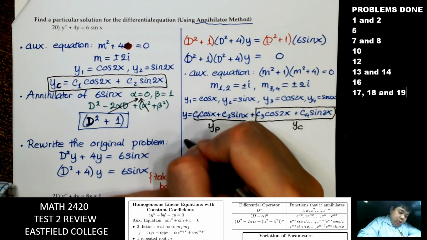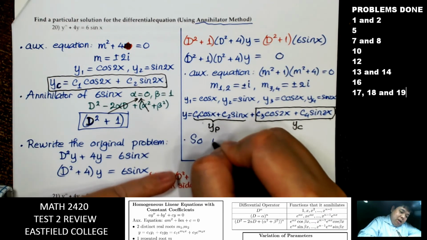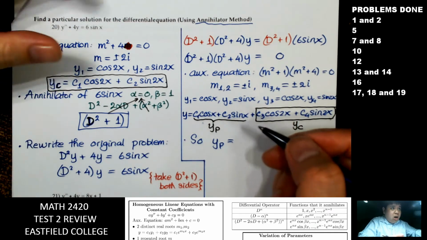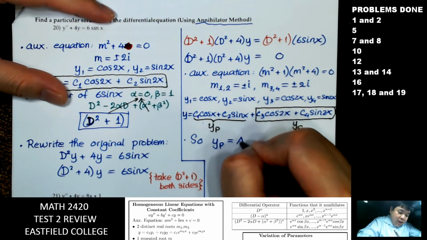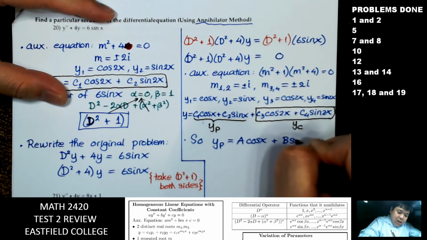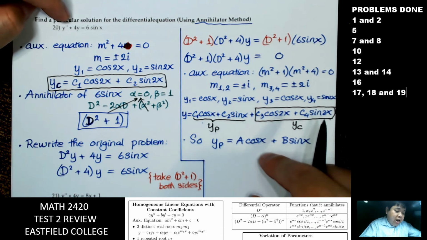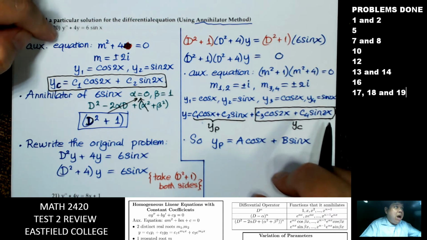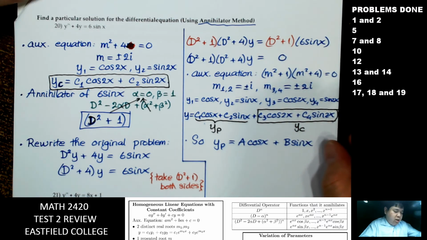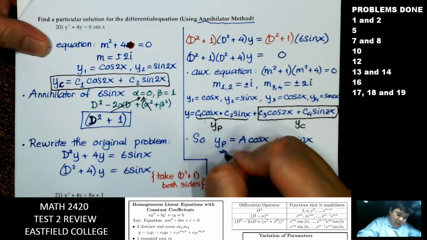So all we need to do now is this. For yp, instead of having C1, C2, I use undetermined coefficients. So let's use A cosine x plus B sine x. And we'll take the first and the second derivative, substitute back in here, and solve for A and B. That is pretty much undetermined coefficients. So let's do that.